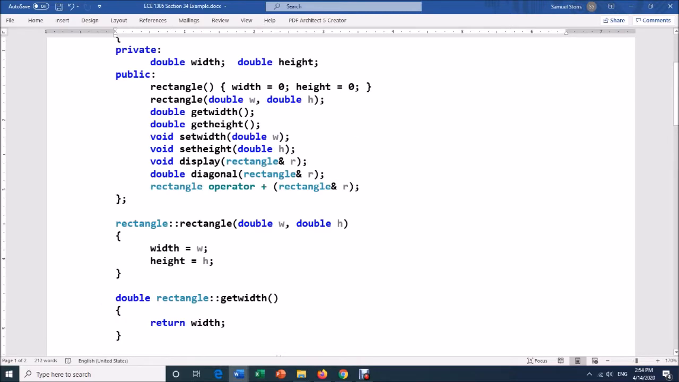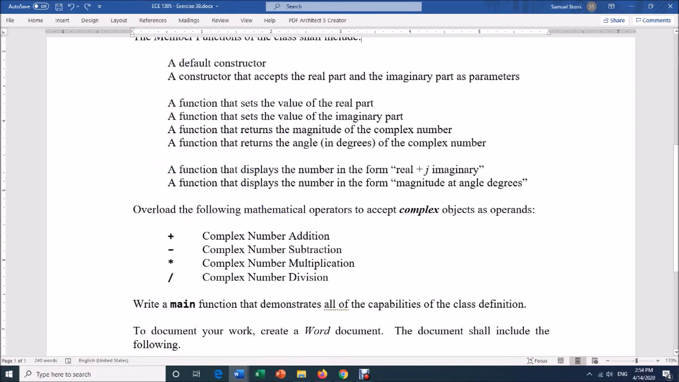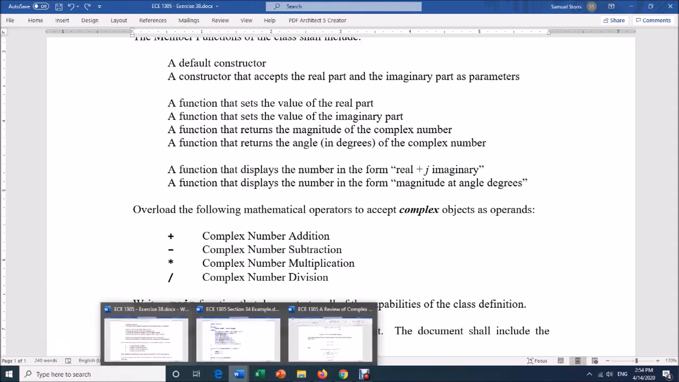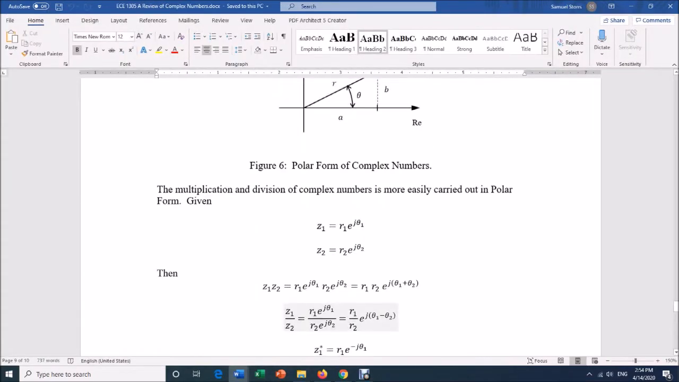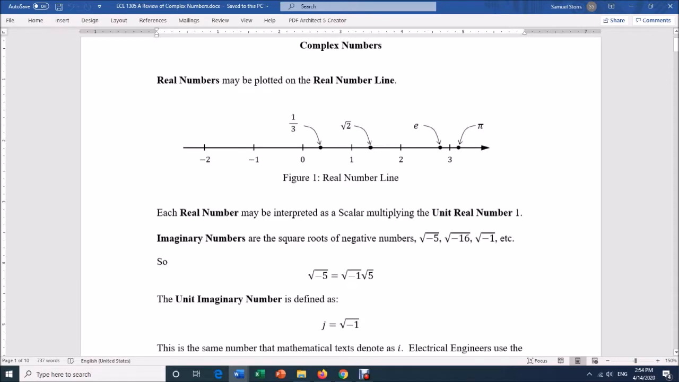This description for the class rectangle has functions to set the data members and also to retrieve the data members. You would need to do a bit of a calculation to find the magnitude and the angle of the complex number, but you have information about that in the document entitled, I think it's Review of Complex Numbers.